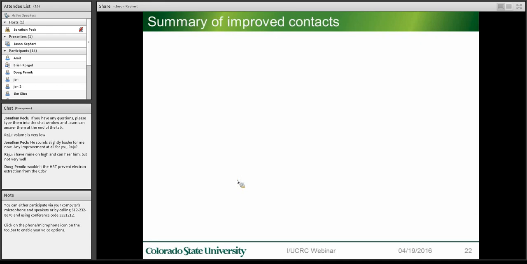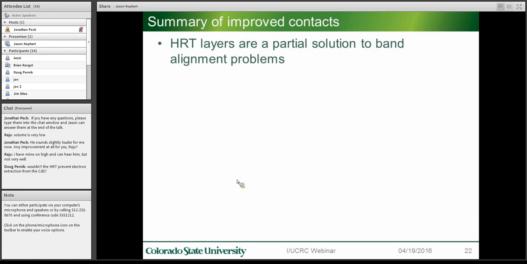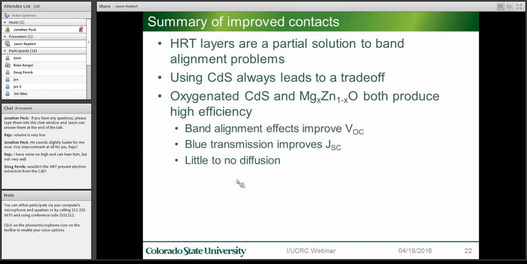So to summarize these 3 approaches, HRT layers are a partial solution to the band alignment problems. But anytime you're using cadmium sulfide with a low band gap of 2.4 eV, you always have a trade-off of voltage and current. The 2 materials we looked at, oxygenated cadmium sulfide and MZO, both produce high efficiency. They both have a tunable conduction band that can be used to improve VOC, and their high transmission improves the JSC. Also for these 2 materials, we see less interdiffusion, so of either sulfur or magnesium or zinc. We really don't see any into the cadmium telluride.